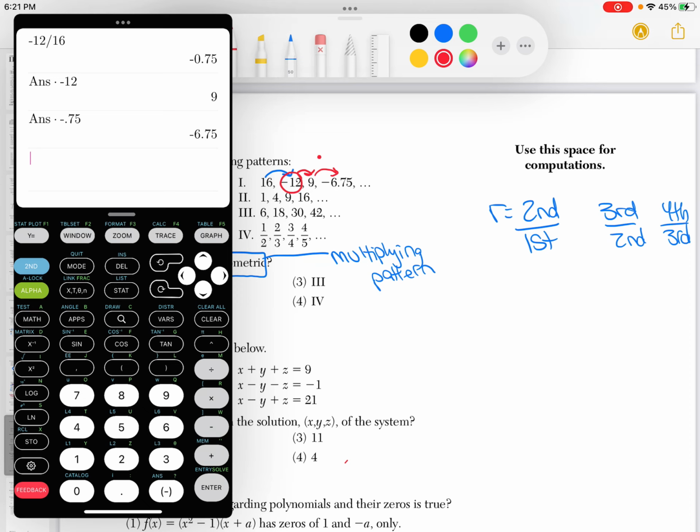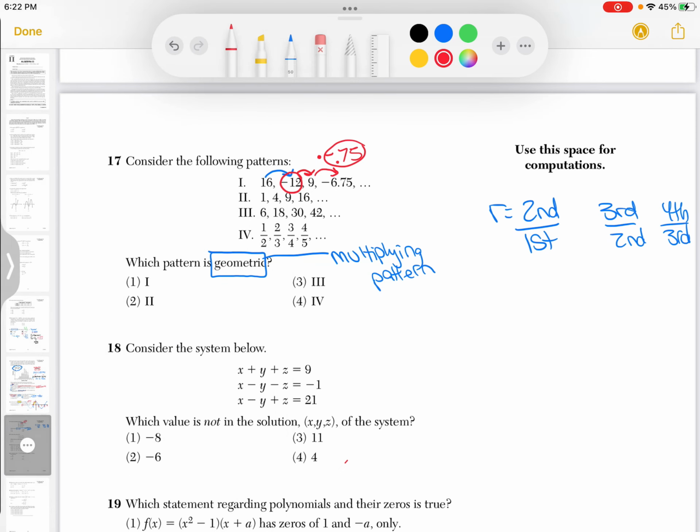I multiplied each one by negative 0.75, and it worked throughout the whole pattern. Make sure you check the whole pattern too. It is a very tricky kind of trick to have the same number being multiplied for the first two and then the third one doesn't work. So always check them all. But if one works, that's my answer.